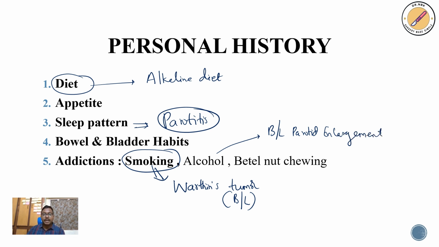Okay, so betel nut chewing. Why is betel nut chewing important? I told you in the previous video. It can cause oral cavity cancer. This oral cavity cancer can cause lymph node metastasis in the preauricular region. So this can cause preauricular lymph node metastasis. That is the significance, right?